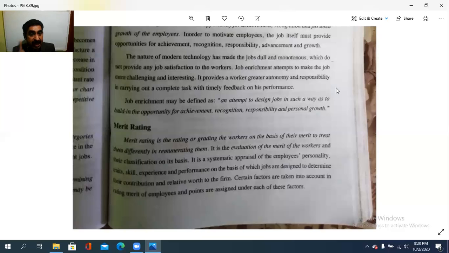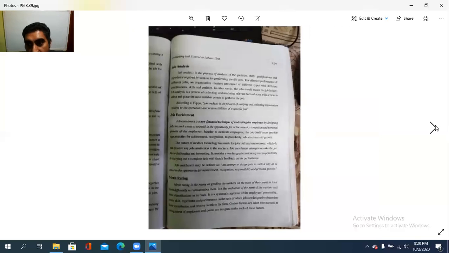So merit rating means grading or giving rating to the workers on their merits to treat them differently in remunerating them. So the most efficient get a high amount of bonus along with the wages. Then they are appreciated, or they will get praised among the other workers so that their motivation is increased. They become more productive in the near future. That is the merit rating or rating the merit of workers.